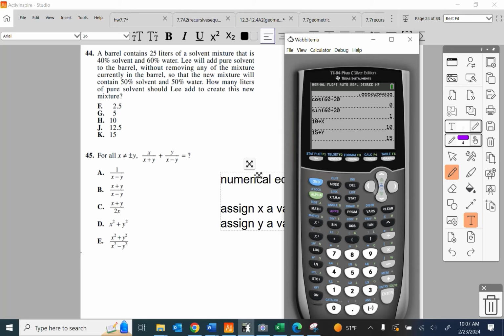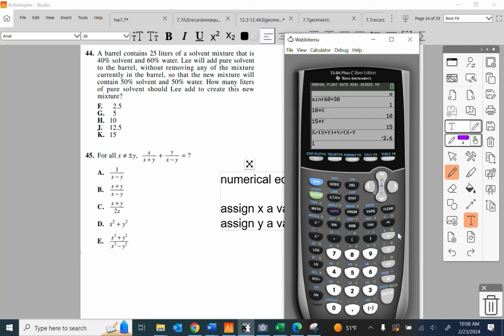Now I'm going to type in the original expression. It was X divided by X plus Y. Again, Y was alpha 1. Plus Y divided by X minus Y. So I got a number, negative 2.6. And if an answer choice is the equivalent function, it will return negative 2.6.